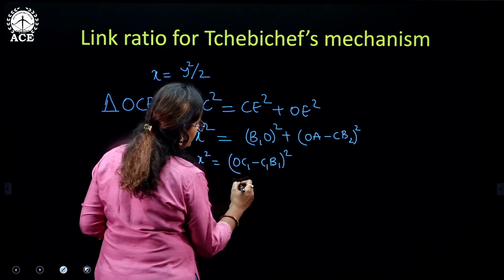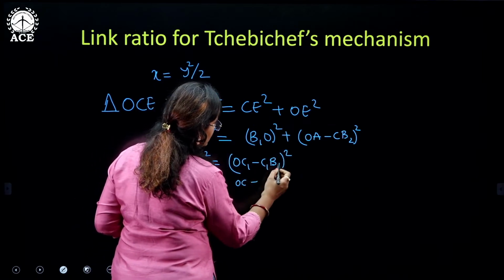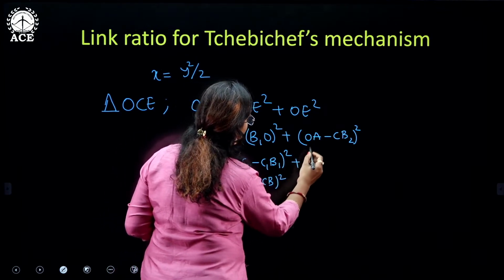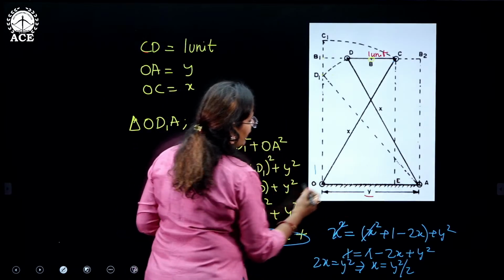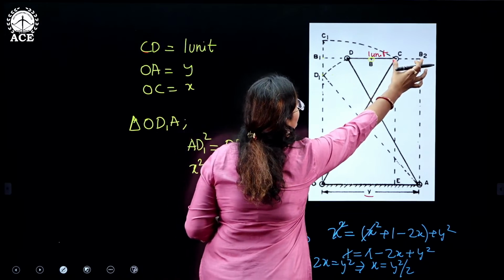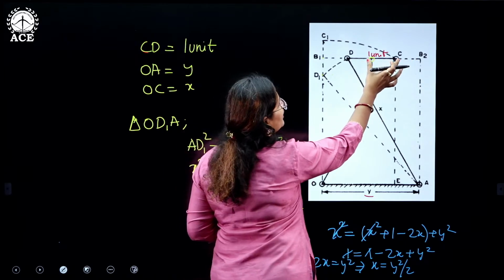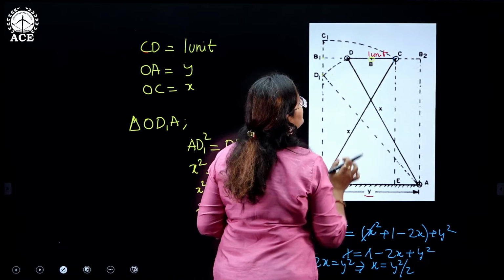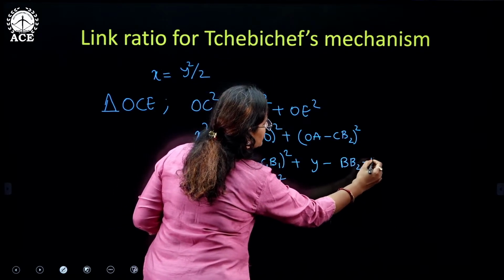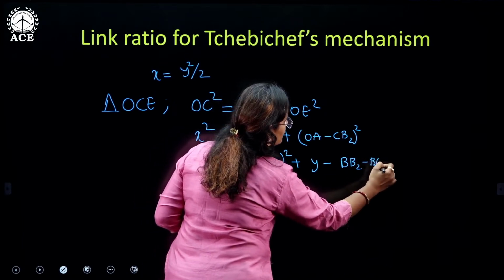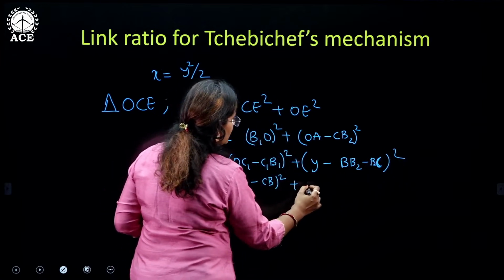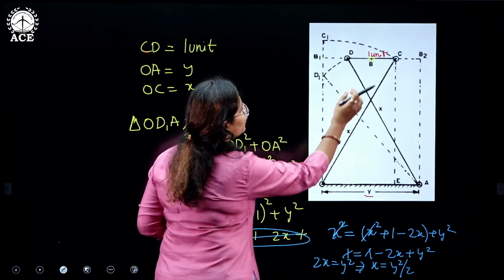OC is nothing but again OC1 is OC, C1B1 is CB. Similarly here also OA is nothing but Y minus CB2, which is nothing but BB2 minus BC. So Y minus BB2 is what?